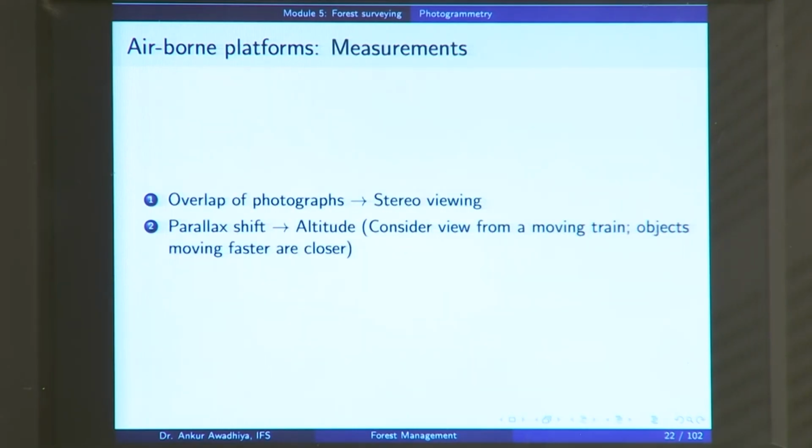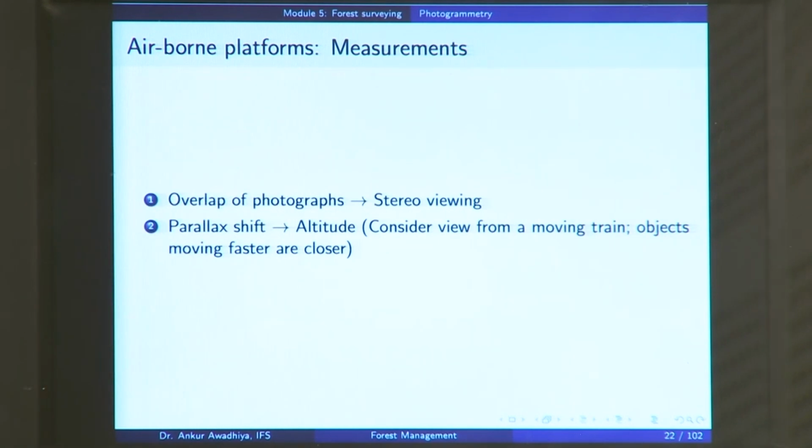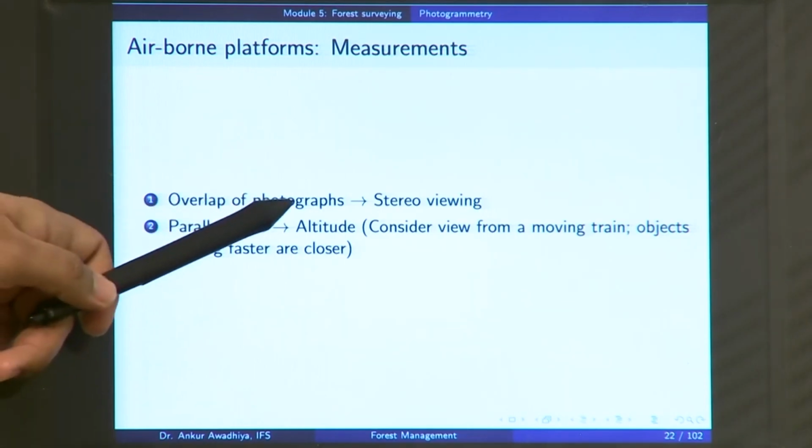To take measurements, you require two things. One is that you require overlap, so that you are able to have a stereo viewing, in which case you are able to see a 3-dimensional view of the object, and you also make use of parallax shift to discern the altitude.